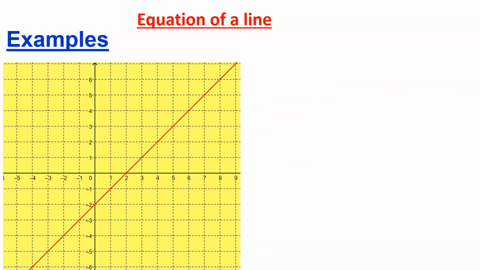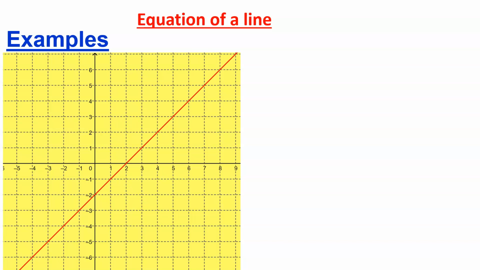Now, I've got another example, slightly different from the other one. This is the line. Again, the line passes through lots of points, but one point is very important, and that's this point. If you look there, the intercept now is -2. Our graph crosses the y-axis, so the y-intercept is -2.